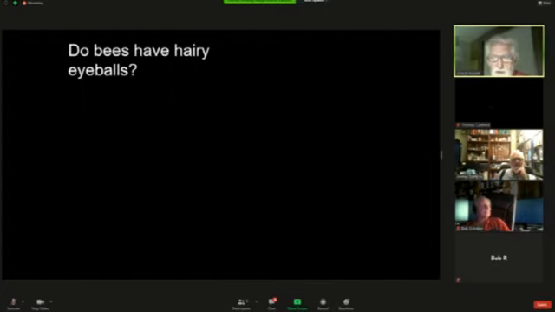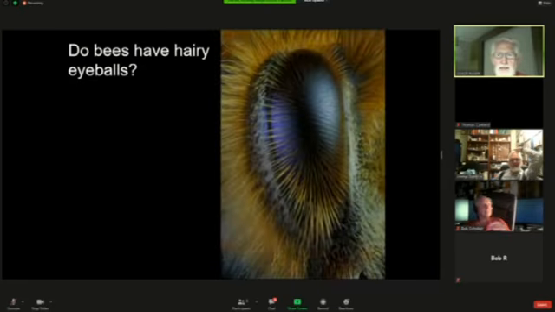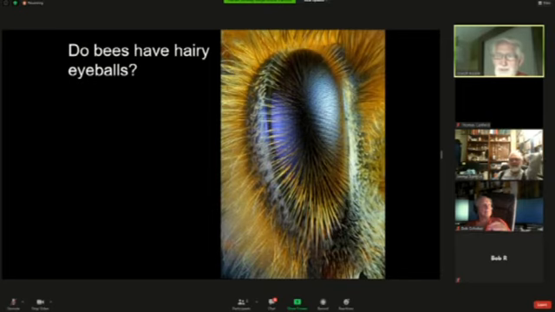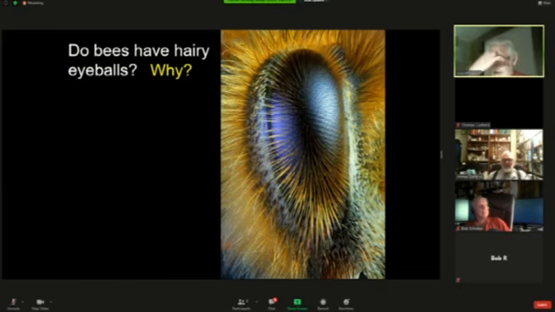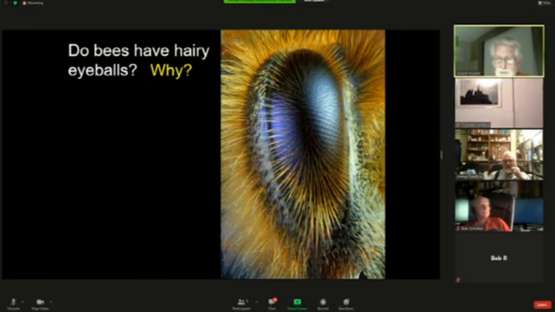So I made reference to those little spikes you saw on that electron micrograph of the eye, the compound eye. And so the question arises, do bees have hairy eyeballs? And the answer there is yes, indeed they do. So then the question is, why would the bee have a hairy eyeball? And it is thought that with this, they're able to detect the effect of crosswinds throwing them off course, so they're able to compensate for that and stay on course to get to where they're trying to go.